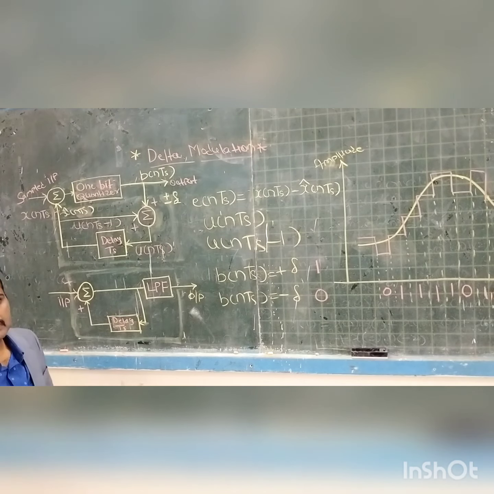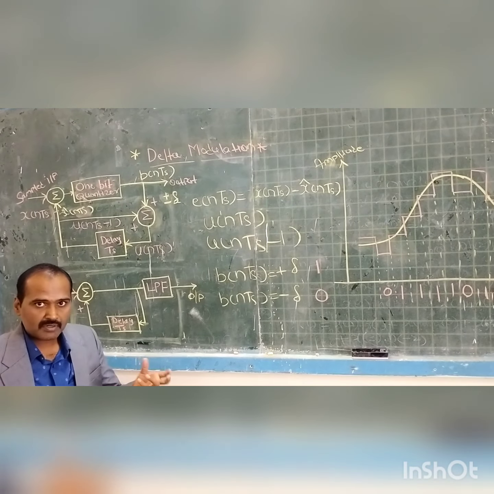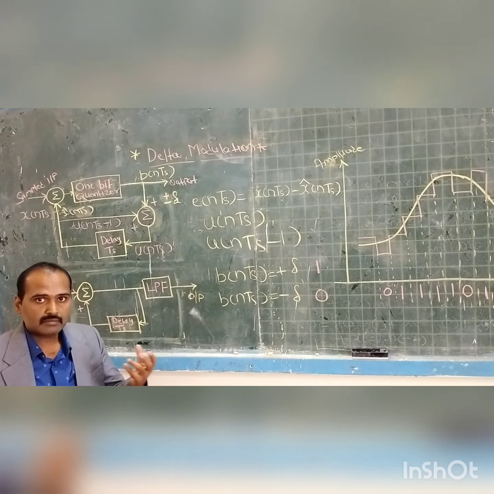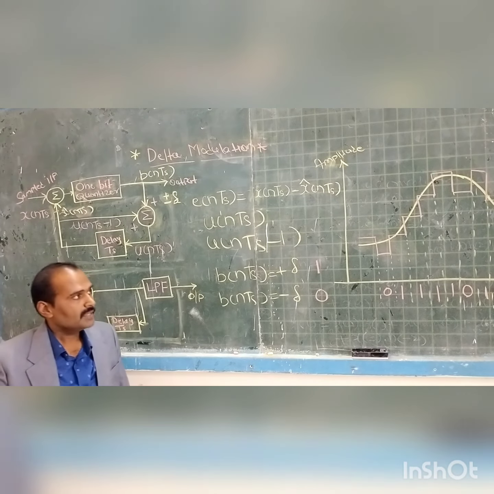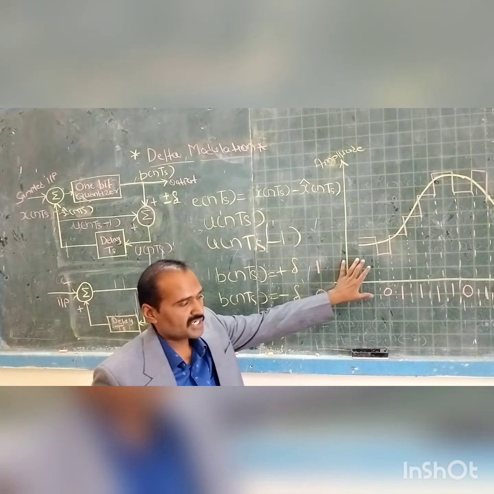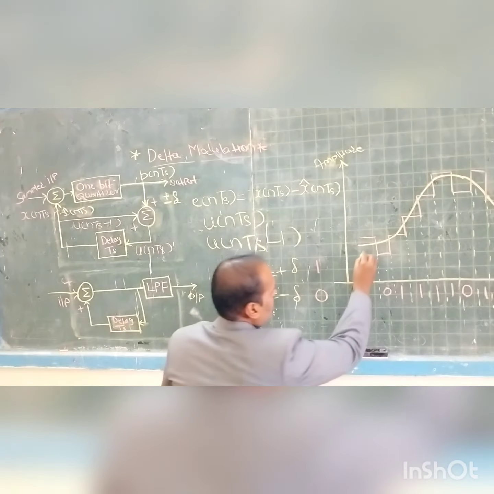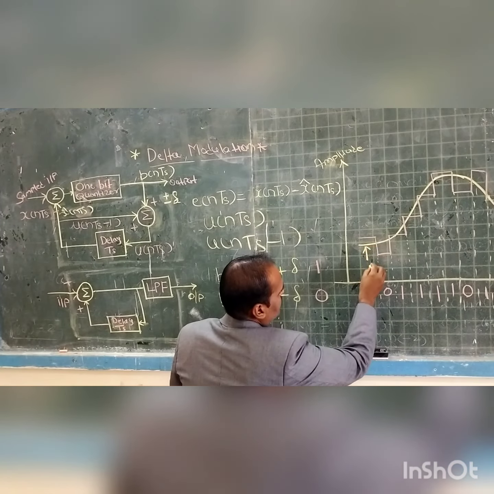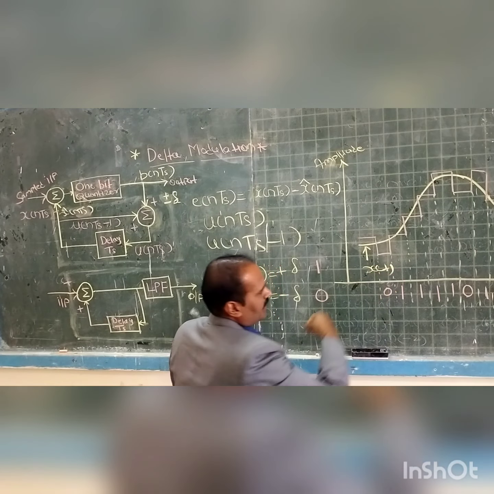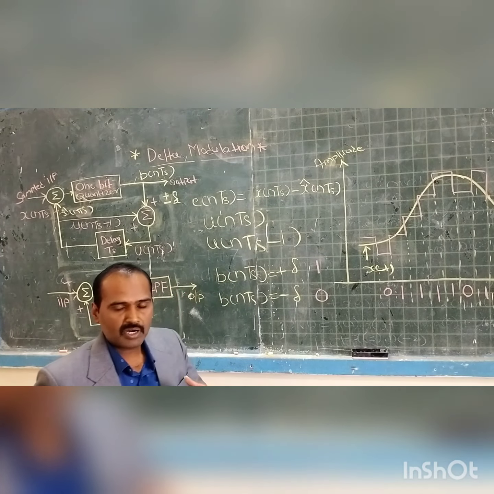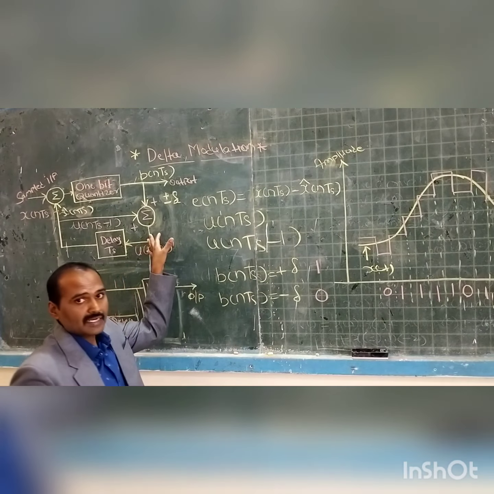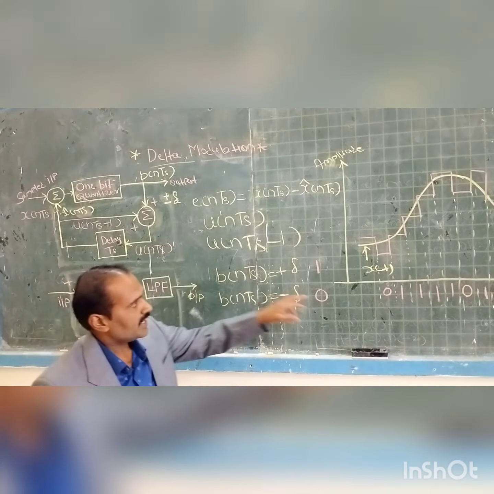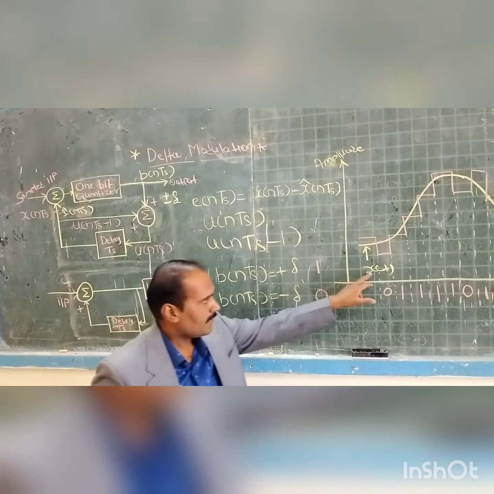We can call x cap of nTs the previous sample of the staircase approximated signal. From this graphical representation, the signal shown in yellow color is our continuous time signal x of t, the envelope which we are interested in transmitting. So basically, this delta modulator will try to map this continuous time signal with the help of this step signal.